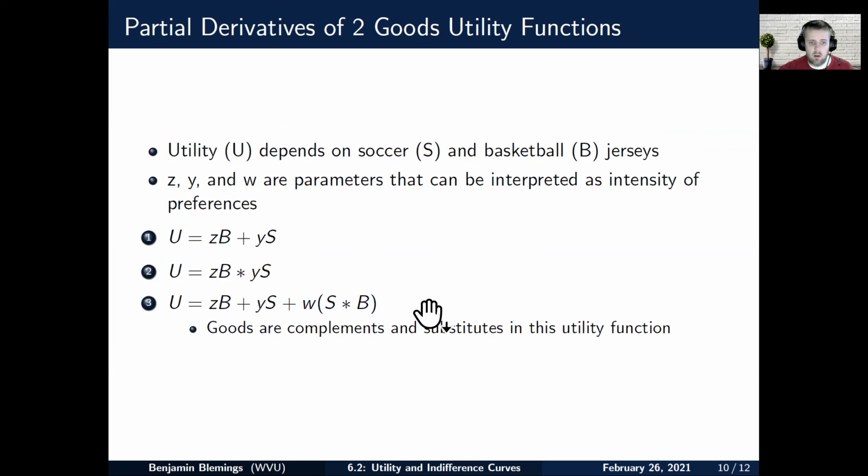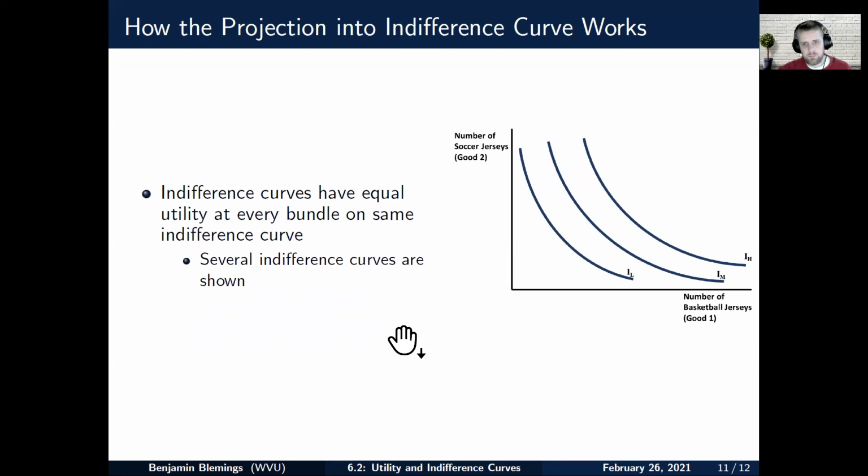And then finally, in our third utility function, if you can figure out how to take the derivative of this guy, then you'll see that goods are complements and substitutes in this utility function, which is probably closest to reality. However, this is more complicated and will add difficulty to our problem, and so we should be wary about how exactly we want to model how goods are related and whether that will affect our conclusions.